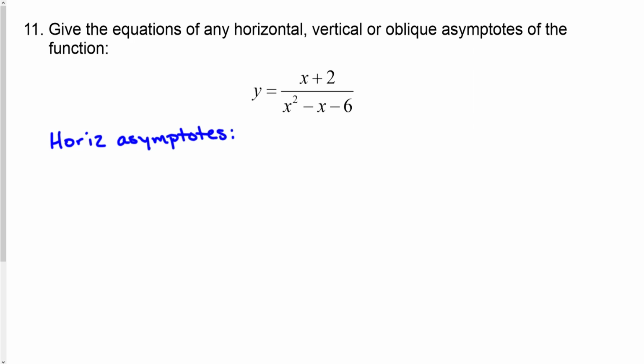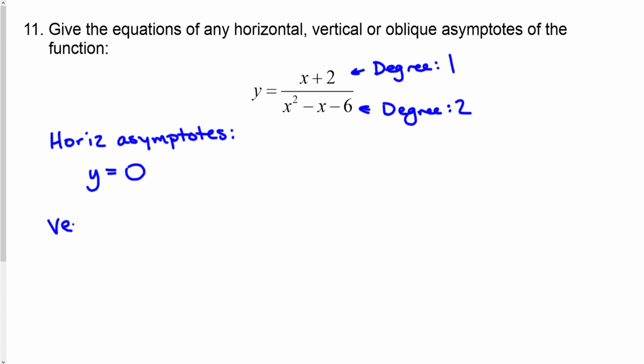In order to get a horizontal asymptote for a rational function, we need to compare the degrees of the numerator and denominator. The degree of the polynomial in the numerator is 1, because the highest exponent in any of those terms is 1. The degree in the denominator is 2. So that means there's a higher degree in the denominator. So this rational equation is bottom heavy. Because it's bottom heavy, the rule is that the horizontal asymptote is located at y equals 0.